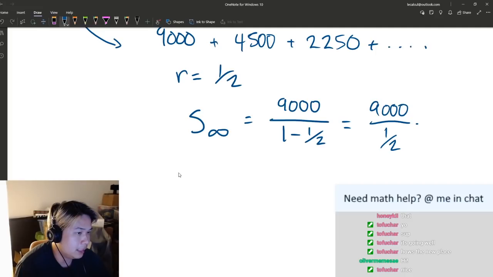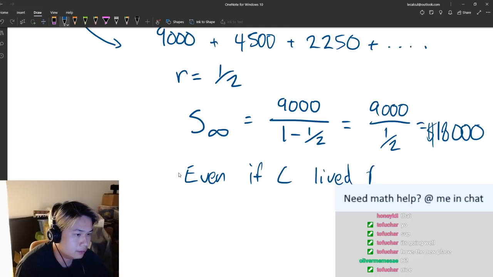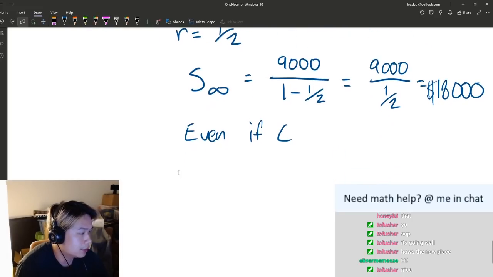9,000 divided by 1/2 is just 9,000 times 2. So he's only going to make $18,000. I guess you'd have to write a sentence. Even if C lived forever, let's make this more entertaining for someone that was marking it.